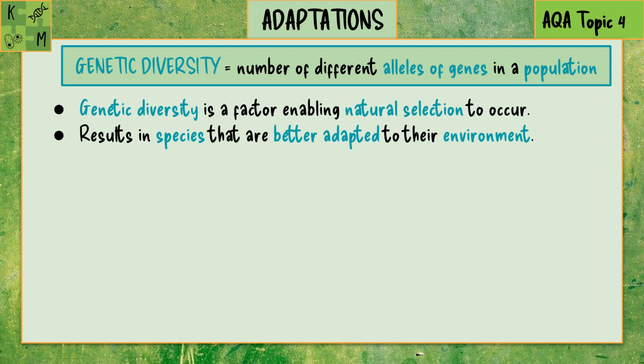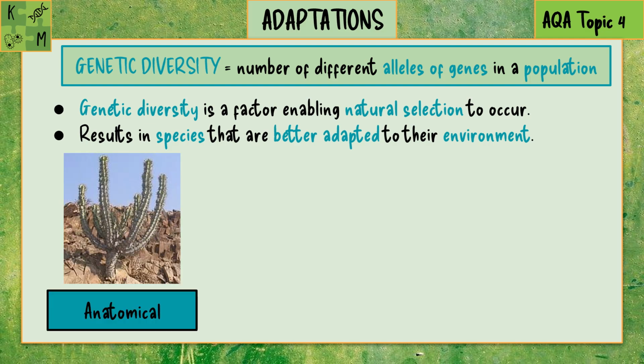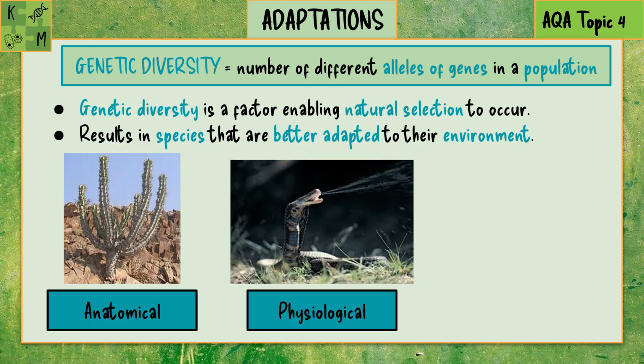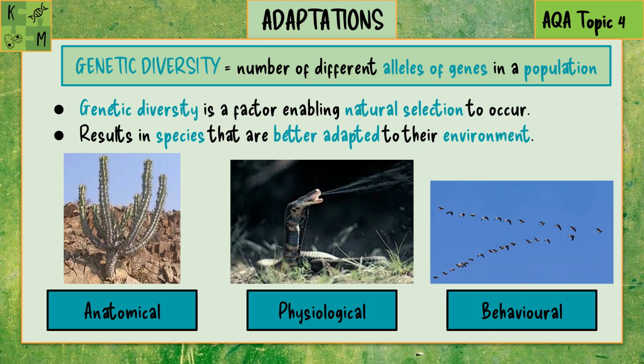Adaptations may be anatomical, such as the ability of xerophytes, for example cacti, to withstand water shortage. They may also be physiological adaptations, such as the ability of some snakes to produce venom. And adaptations may be behavioural, which is demonstrated by the migration of some bird species.